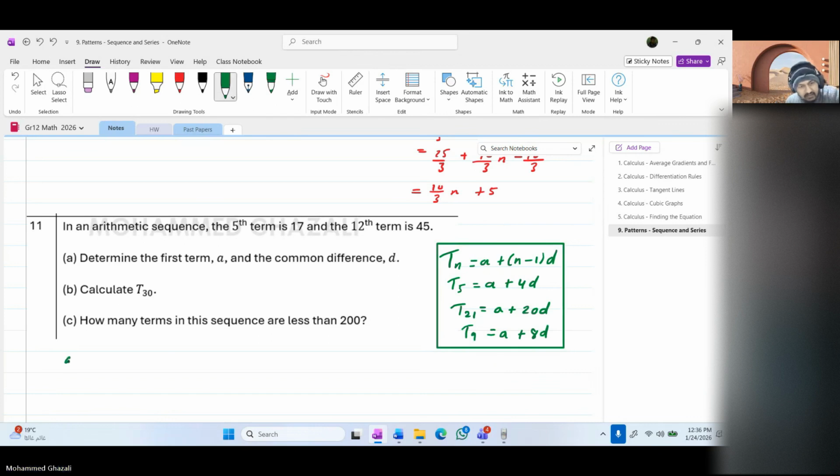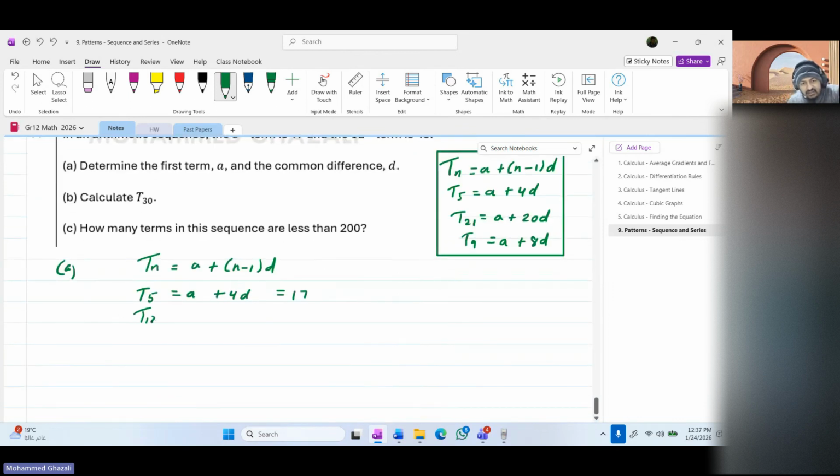So for the answer for A, we say term 5 is 17. Remember, your Tn formula is A plus (n minus 1)d. So term 5 is 17 means A plus 4d is 17. And term 12 is 45, so term 12 is A plus 11d equals 45. Determine the first term A and the common difference. So we've got equation 1 and equation 2.